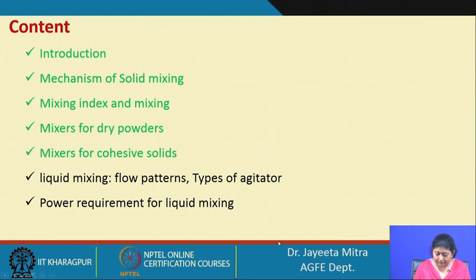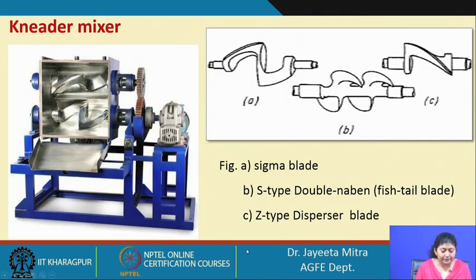First we will see where we finished, where we were discussing the kneader mixer. This is one kind of mixer that is used for mixing of cohesive material, and there are three different kinds of blades that are used. One is the sigma blade, another is the S type double naben fish tail blade, and the third is the Z type disperser blade.